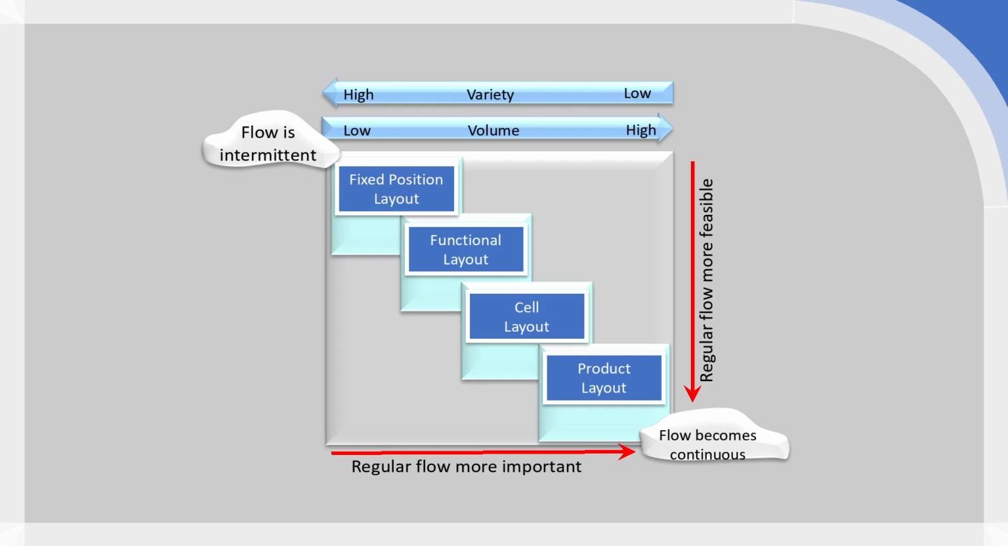So where we have intermittent flow and intermittent work being carried out because of scheduling challenges and so on, in the fixed position layout, where the actual product doesn't move anywhere, then that's going to be extremely high variety but very low volume. As the flow, the throughput becomes more consistent, steady, and rapid, then we go from functional to cell to product layout, and there we see that increasing volume at the cost of variety.